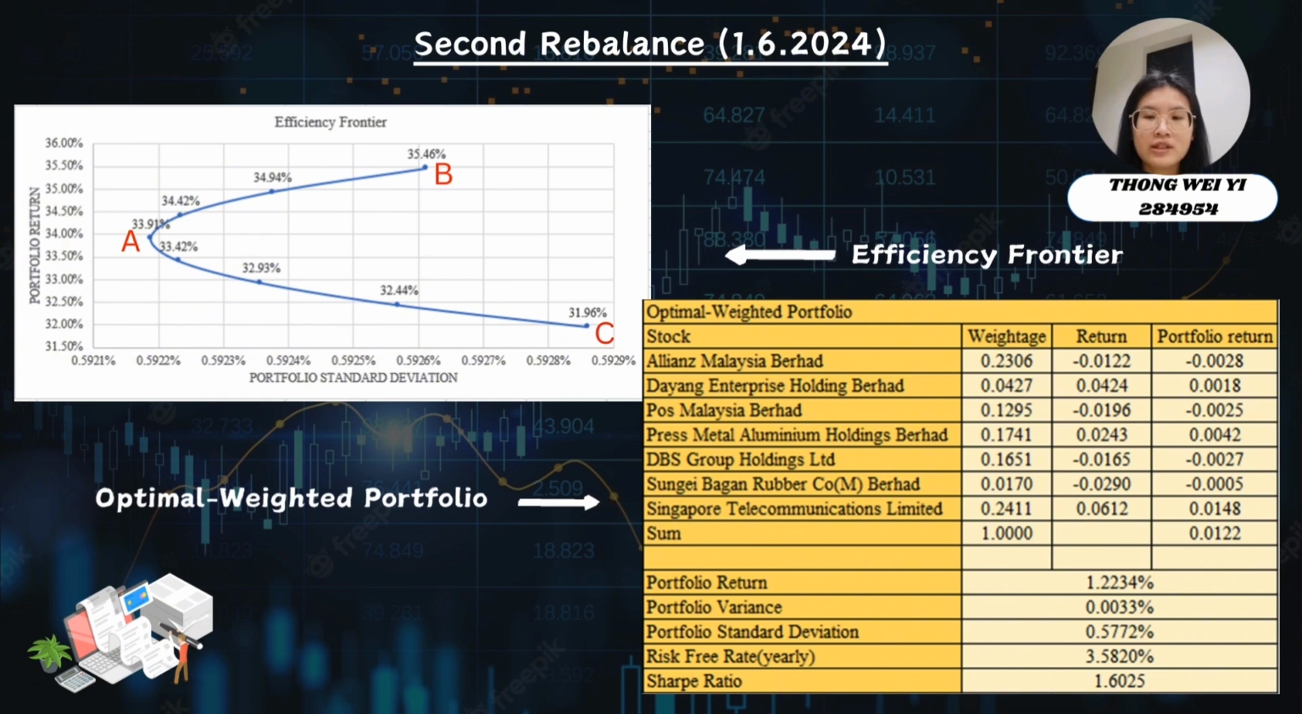From the figure of the efficiency frontier, we saw that the optimal weighted portfolio A, which brings a portfolio return of 33.91%, has the lowest standard deviation, near 0.5922%. Portfolio B has the greatest return of 35.46%, but it also has the second highest standard deviation of 0.5926%, which indicates that the portfolio has a high level of risk. Portfolio C has the lowest return of 33.96%, but the highest standard deviation of 0.5929%.